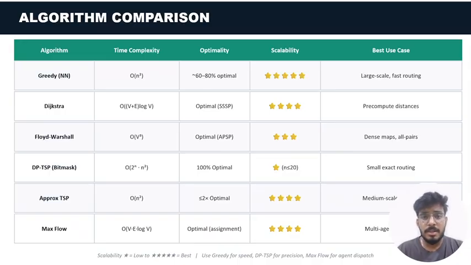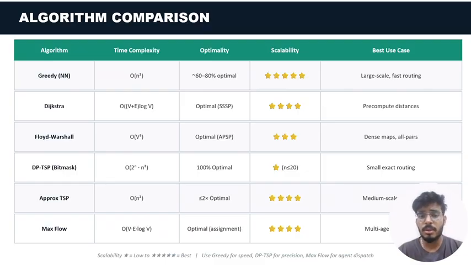Here's a side-by-side comparison. Greedy is the fastest and most scalable. Dijkstra handles single-source shortest paths optimally. DPTSP is perfect but limited to small inputs. Approximation TSP balances scale and quality. MaxFlow is the right tool for agent dispatch. The key insight: no single algorithm wins everything.